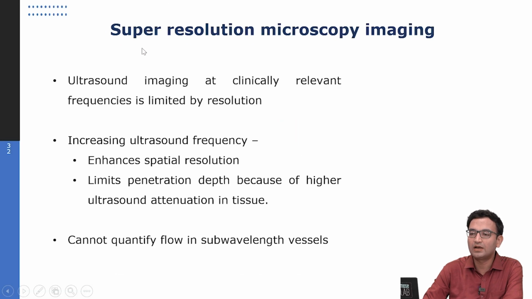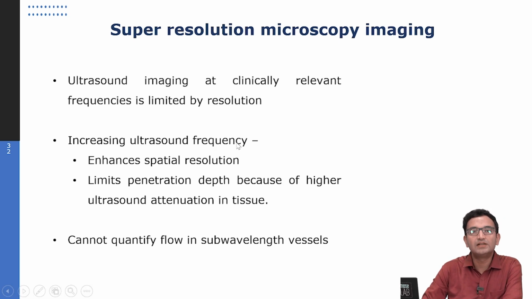So now let us look at a very exciting area of super resolution microscopy imaging, which is really developing in the last 5 to 7 years. So ultrasound imaging at clinically relevant frequencies is limited by resolution. Suppose I perform imaging at 1 or 2 megahertz, the resolution will be approximately of the order of 1 millimeter. But now, if I want to get better resolution, particularly to visualize the microcirculation in the body, one option that I have is that I can increase the ultrasound frequency.